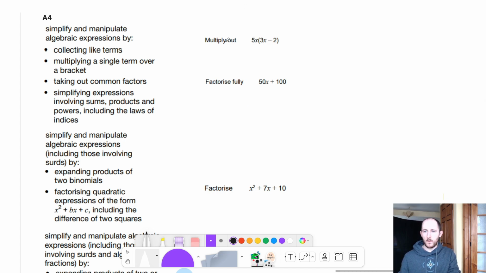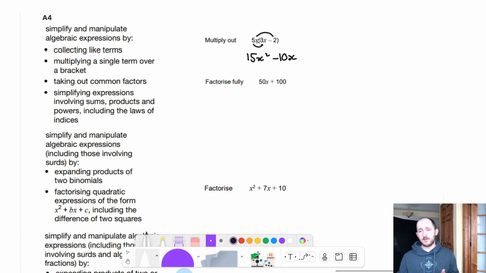So when you multiply out brackets, don't forget the thing outside the bracket multiplies everything inside the bracket. So we have 5x times 3x, 5 times 3 is 15, x times x is x squared, and then you have 5x times minus 2. So 5 times minus 2 is minus 10x. Nice and easy.